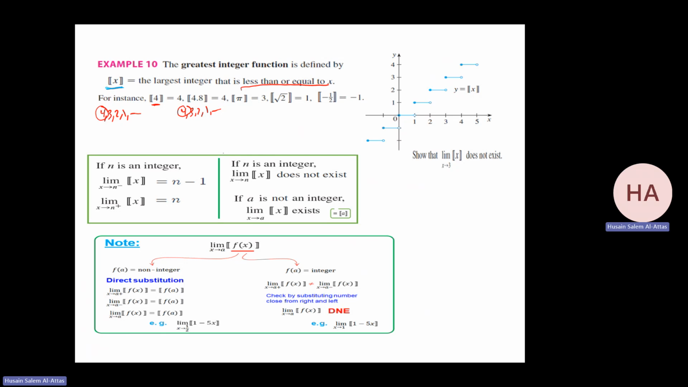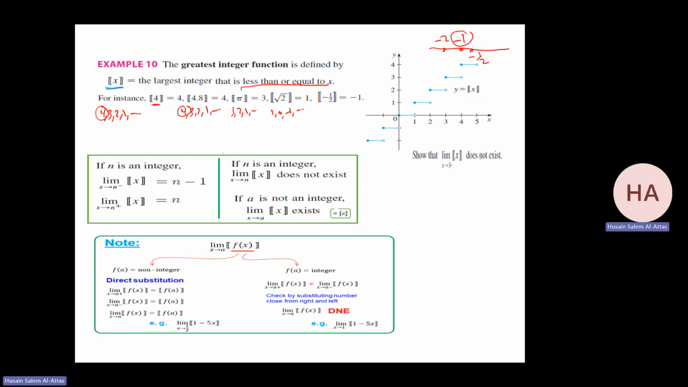Pi, which is 3.14. What are the integers? 3, 2, 1, and so on. Square root of 2, which is 1 point something. So that will be 1, 0, minus 1, and so on. Minus half. Be careful with the minus. What will be the integers less than or equal to minus half? Now, when you do the line, it will be very clear. This is minus half. What's the integer less than or equal to minus half? It will be minus 1, minus 2. I want the largest, so I take minus 1. And this is the graph of the greatest integer function.